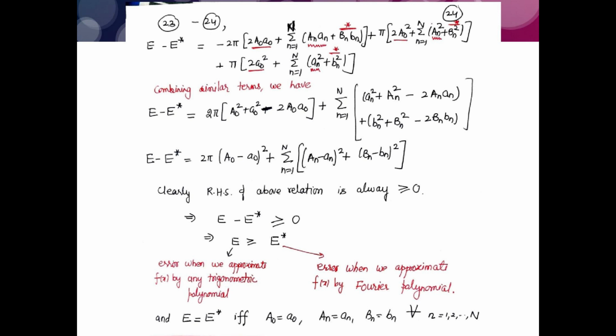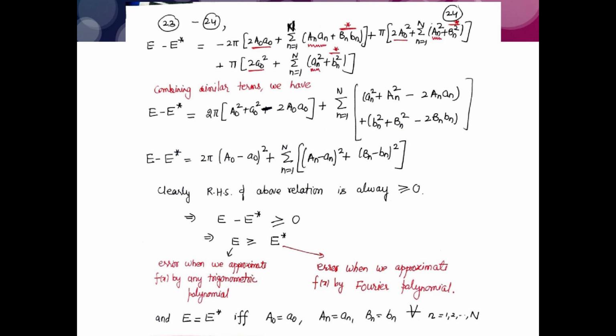Now subtract error E star from the error E. We have the first expression. Now we try to simplify this. I have marked various terms and underlined them by putting star and some underline curves. So we combine these similar terms like capital A naught, small a naught, capital An, small an, and capital Bn and small bn, and we have this second equation.